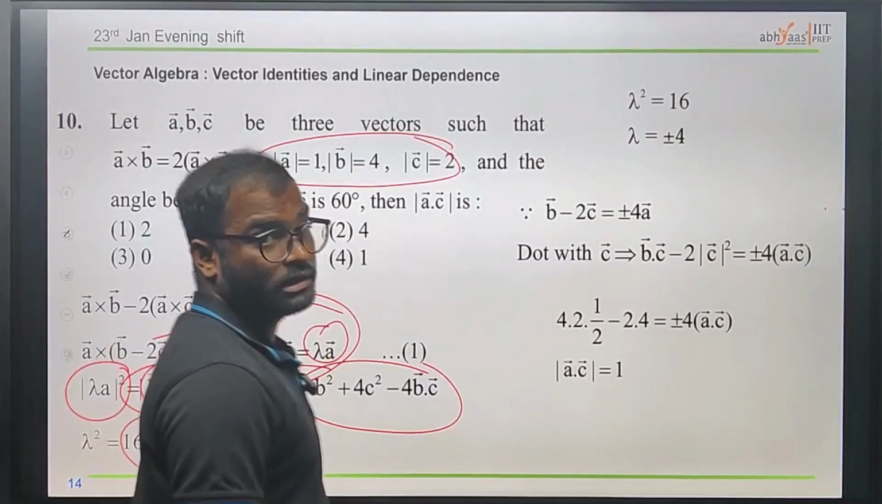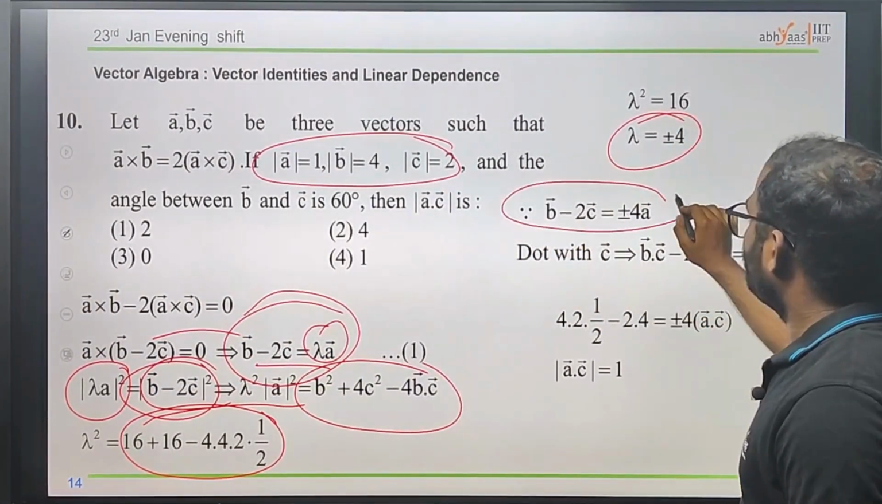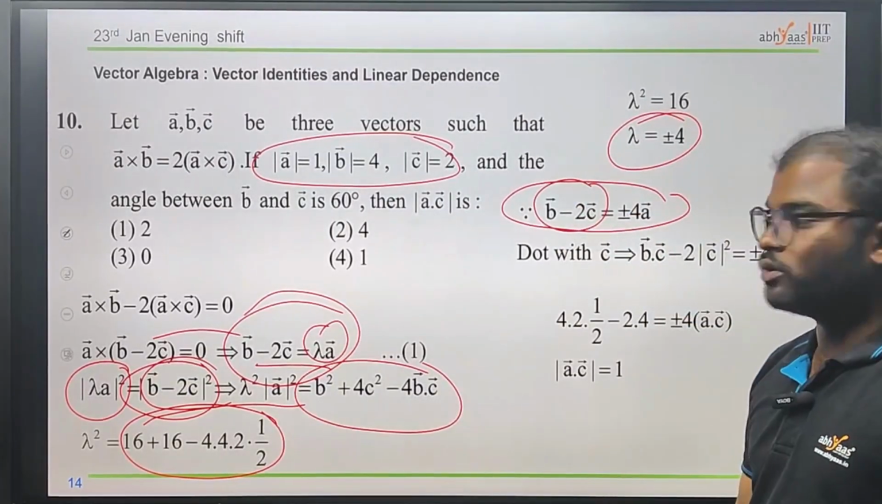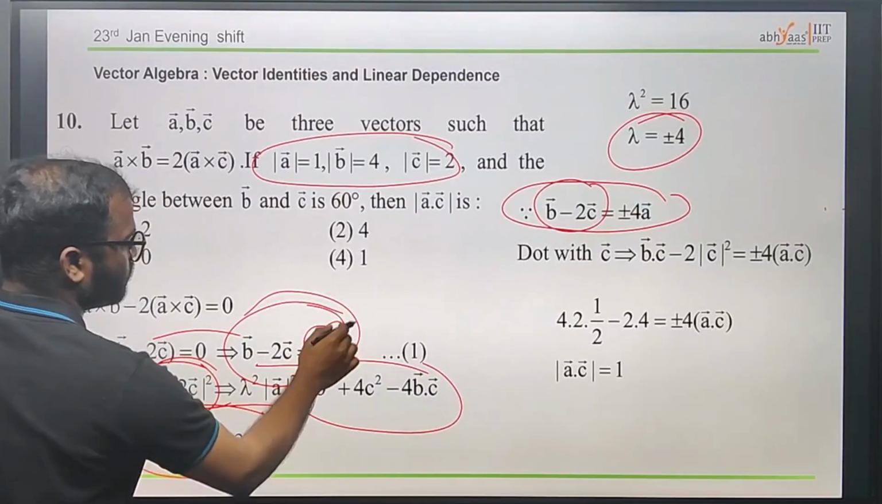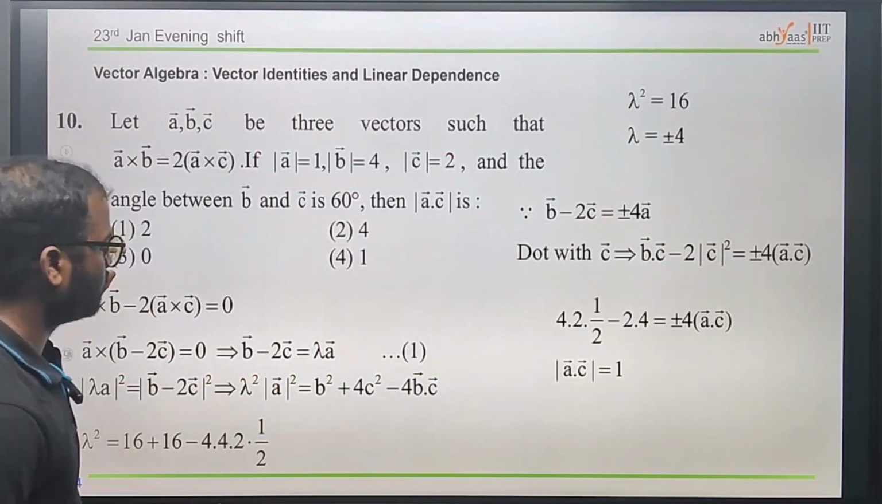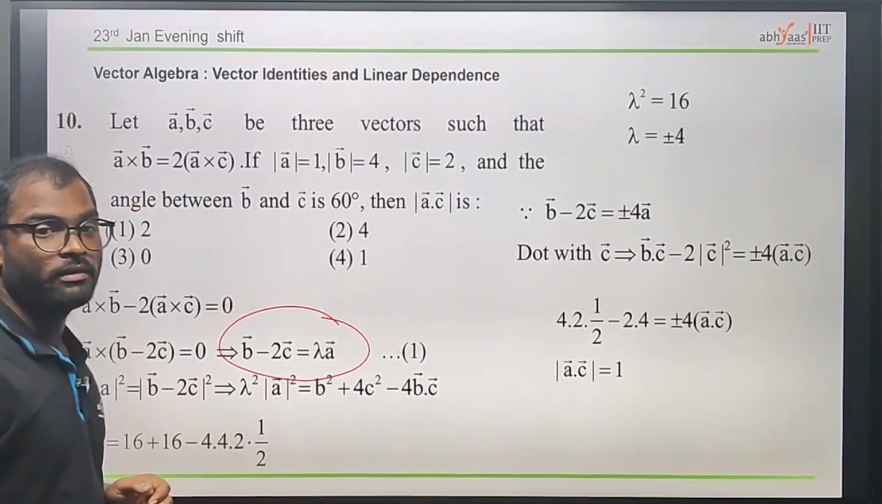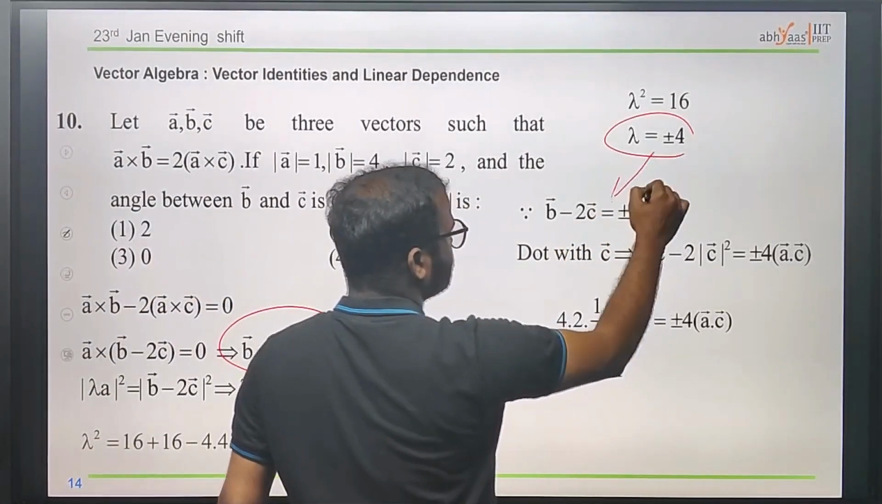Here we got lambda is equal to plus or minus 4, since b bar minus 2c bar is equal to plus or minus 4a, which is coming from this one. I hope you understood. This b bar minus 2c bar is plus or minus 4a, just substituting in place of this one.